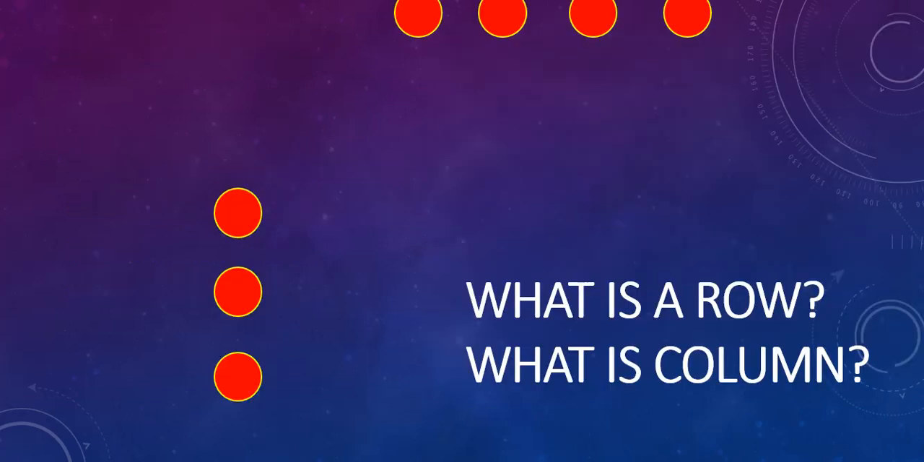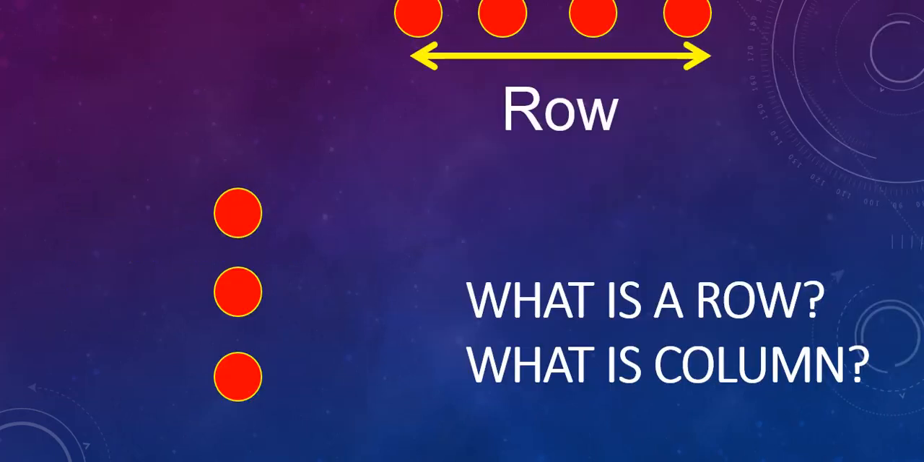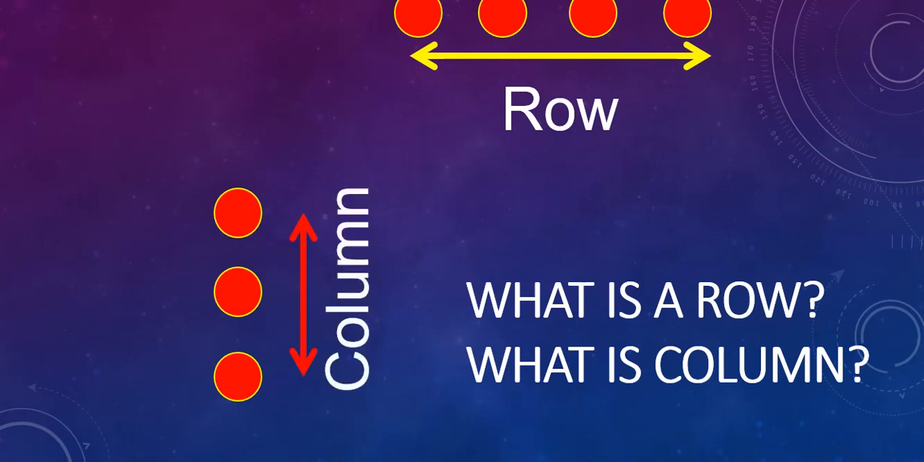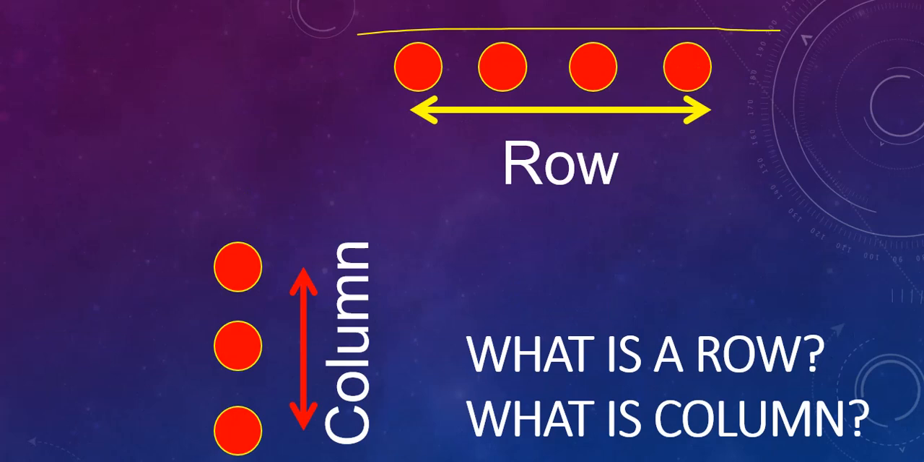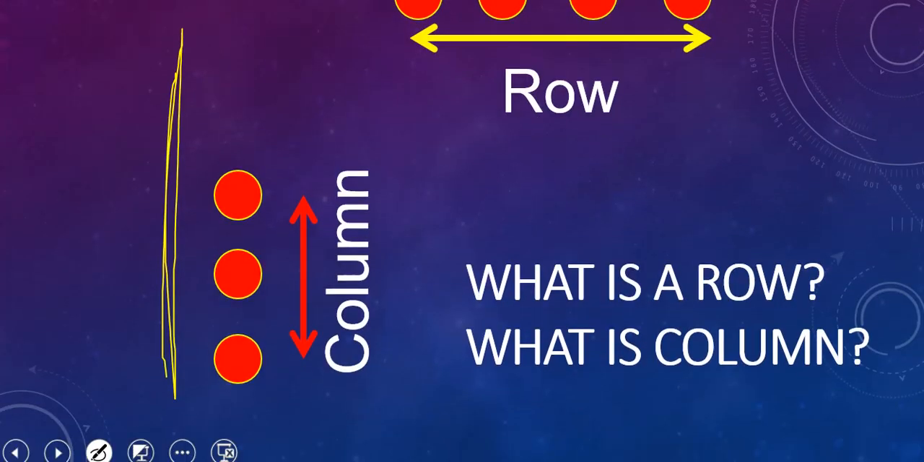So what is a row and what is a column? Well, remember, row goes side to side and column goes up and down. Row is side to side like this and column is up and down. Remember that column has the letter L in it, so you can remember that the L goes up and down and row goes side to side.